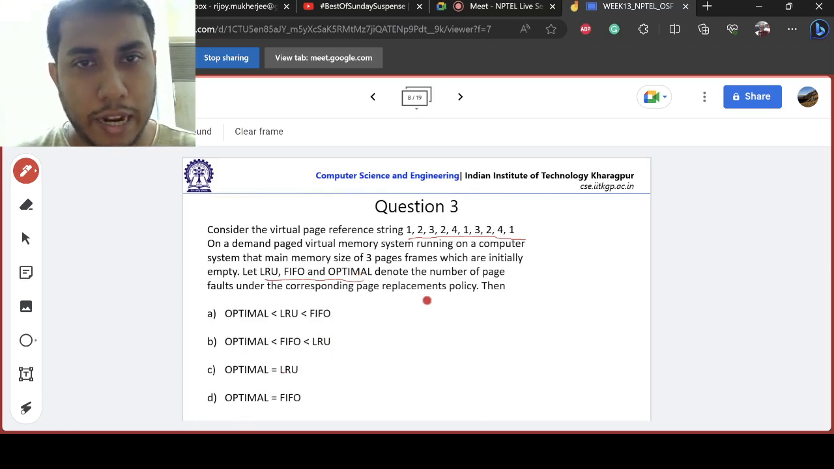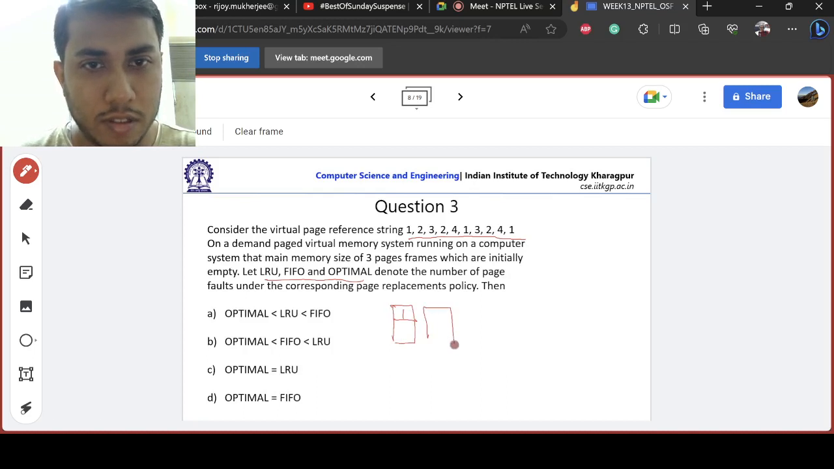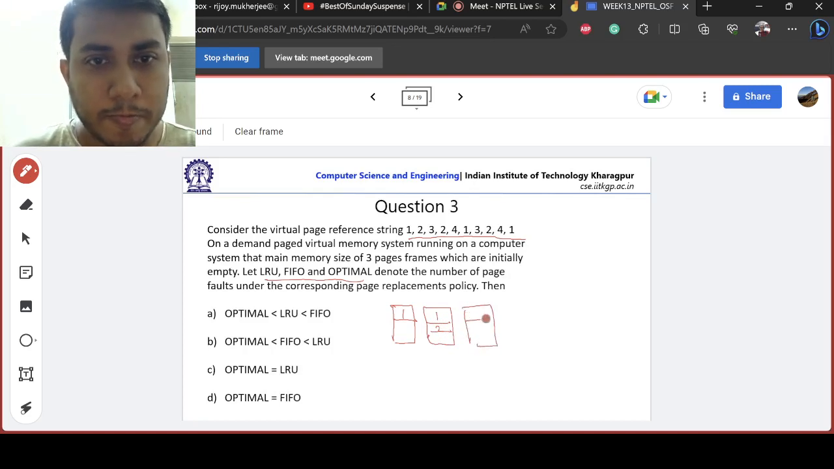If you are using LRU, least recently used, with a frame size of 3, initially 1 will come, a fault. 2 will come, another fault. 3 will come, another fault. The next to come is 2. 2 is already present, so no issues. It will remain 1, 2, 3. Then 4 comes.